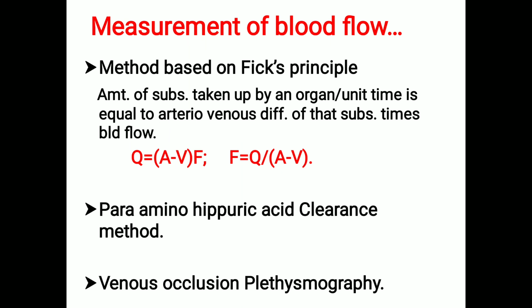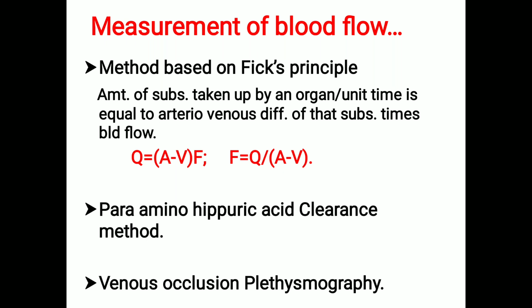So what are the different methods of measurement of blood flow? One is the Fick principle, which you have already seen in the cardiac output measurement. The amount of a substance taken up by an organ per unit time is equal to the arteriovenous difference of that substance times the blood flow.